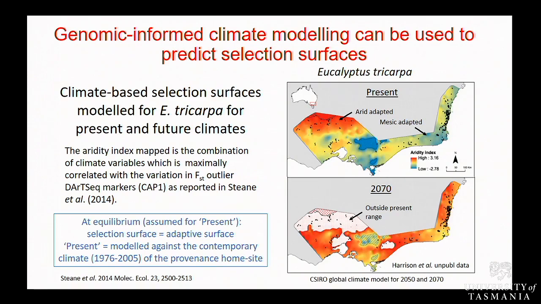From this analysis, we grabbed the first canonical axis, which represented arid adaptations across its distribution. And as we can see here in the red, these are the arid adapted genotypes, which are more arid than these mesic adapted.